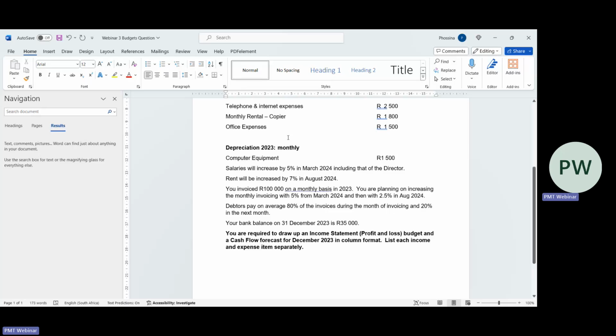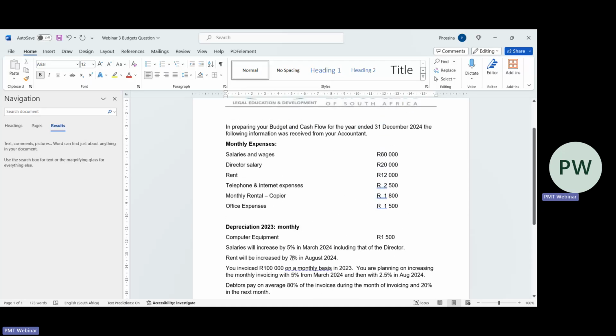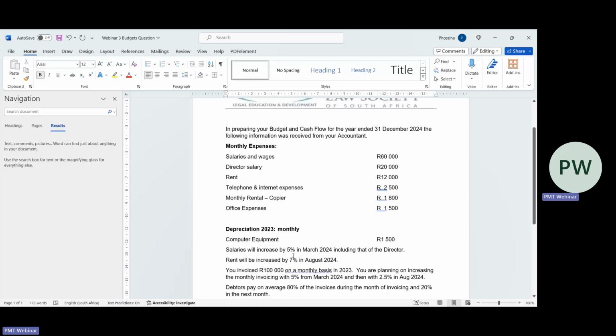Okay, and then you are told your bank balance on 31 December 2023 is 35,000. You are required to draw up an income statement, profit and loss budget, and a cash flow forecast for December 2024 in column format. List each income and expense item separately. So you are told don't lump up things, list them separately. Okay, let's come up with an example.